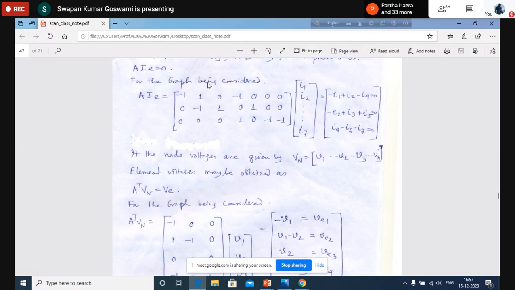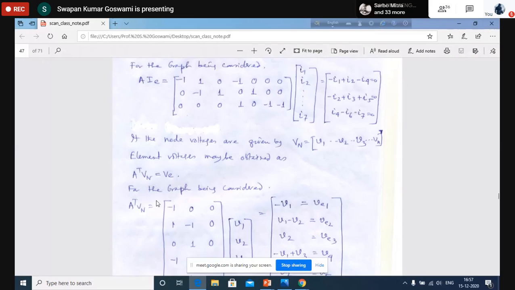So could you understand the application of A and how we can utilize the A matrix to write KCL, and to find element voltage in terms of the node voltages once the node voltages are obtained as the solution of the nodal analysis technique? Could you understand up to this?